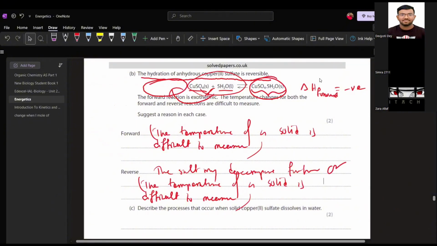Anyways, we have less than 1 minute left. Simra, did you complete the Hess cycle? If you haven't, please try to complete it before the next meeting starts.